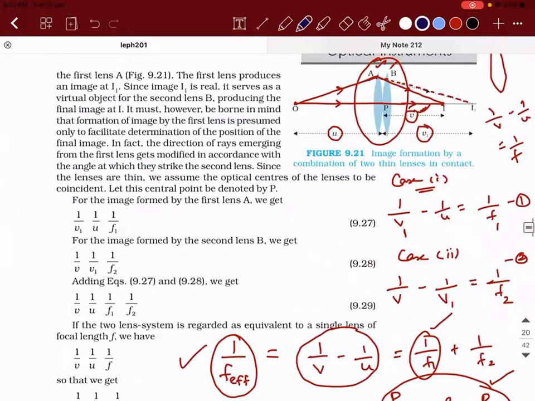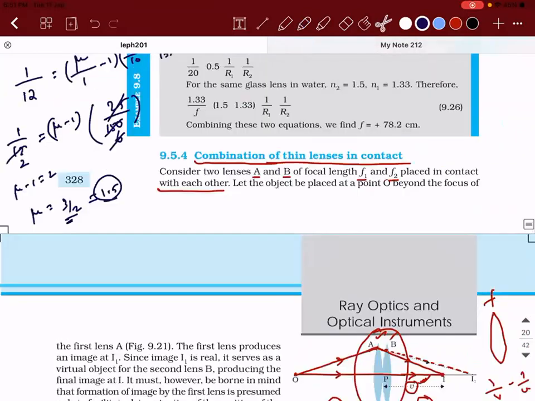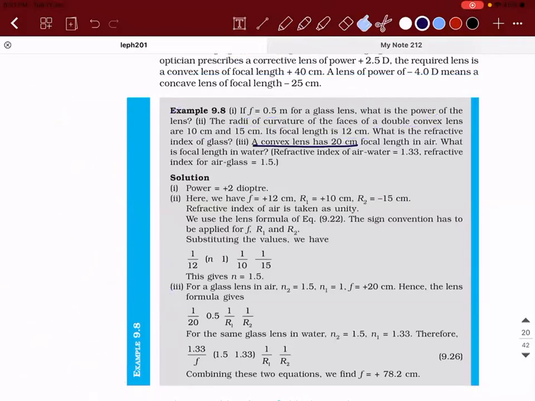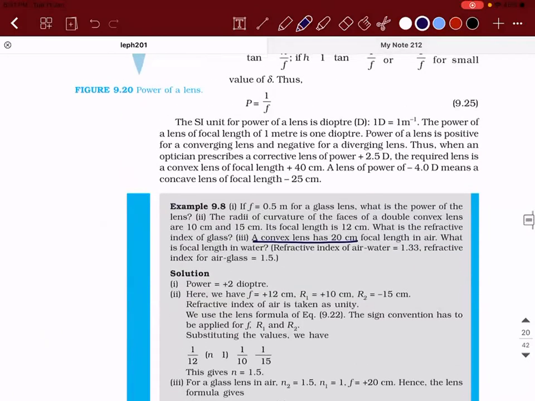Right. So the next concept is combination of thin lenses. Oh, sorry, there is another problem. There is a convex lens of 20 centimeter focal length in air. What is the focal length in water? I'll give you 2 minutes. Try to solve it. I explained this problem yesterday.